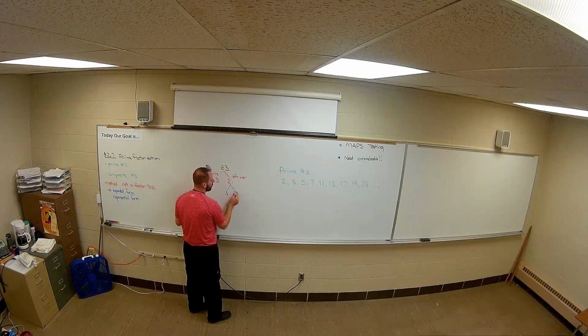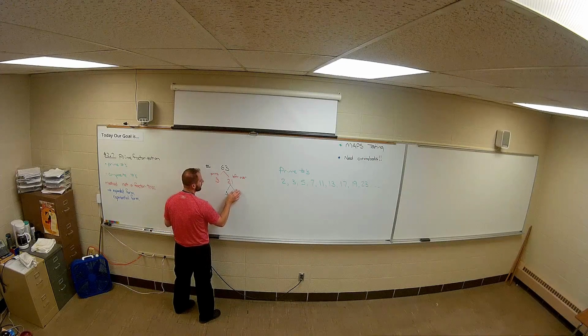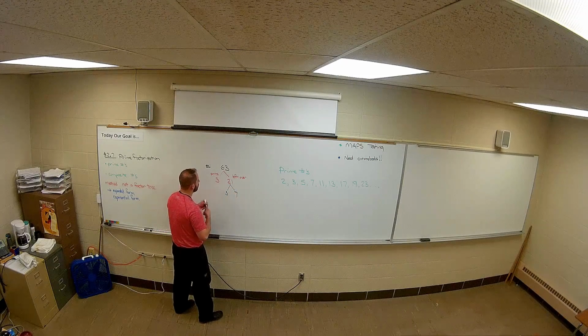Now, notice I put 3 right here. Is this number prime? Yes. So you can stop. The minute you finally get to a prime number on the right side of the leftovers, once you get to a prime number, you're done, and I can circle them.